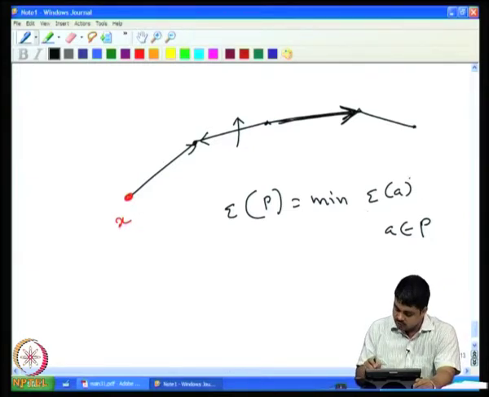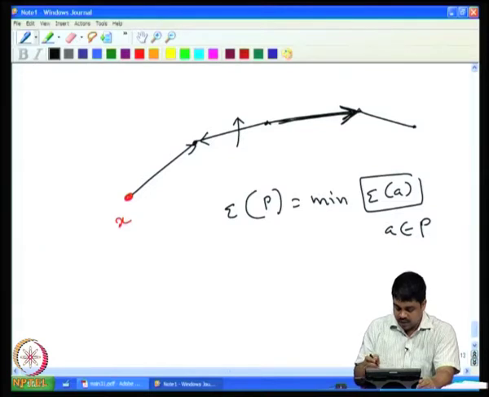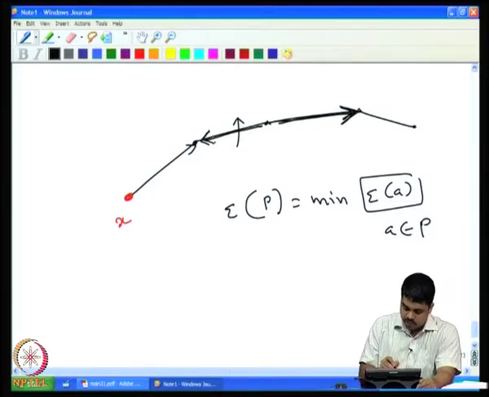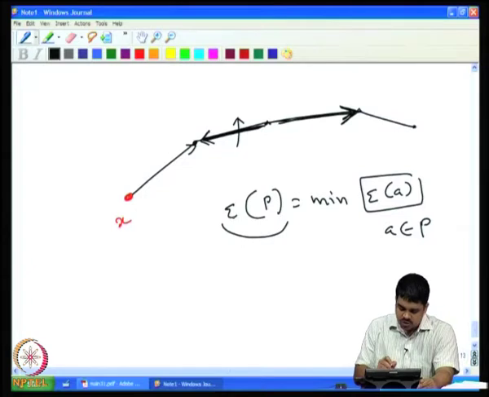If it is a forward edge, this value of epsilon is what is left, that means the capacity of A minus the flow value on A. And if it is a backward edge, it is just the flow value on A, because what we are thinking is to reduce the flow there, right. So that should be non-zero.